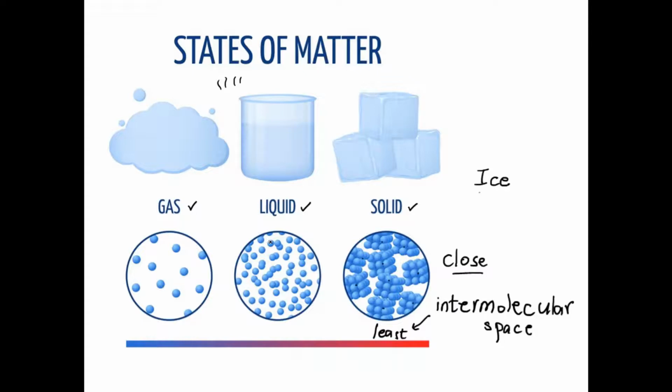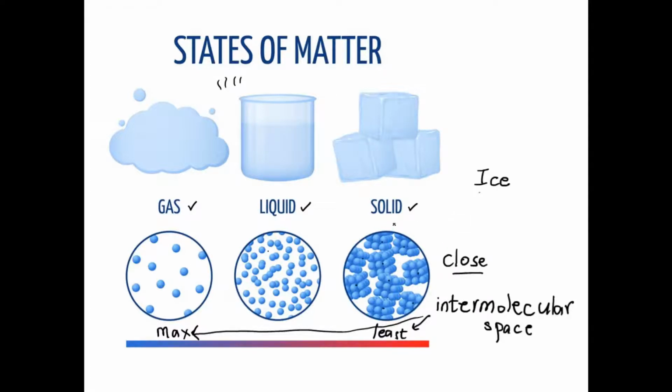Whereas if we talk about liquids, you can see that the space between the constituent particles is more than in solids. But if I talk about the gas, all the constituent particles are free to move here and there. So intermolecular space is maximum in gas and least in solid. Whereas in the liquid state, the intermolecular space is more than solid but less than gas.